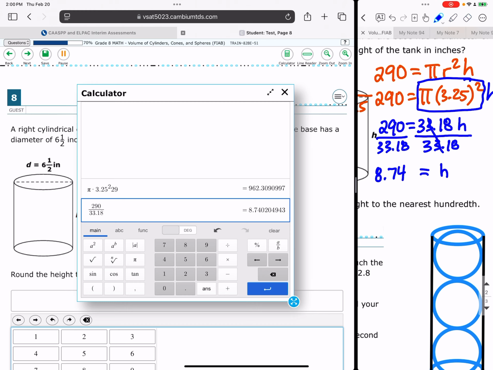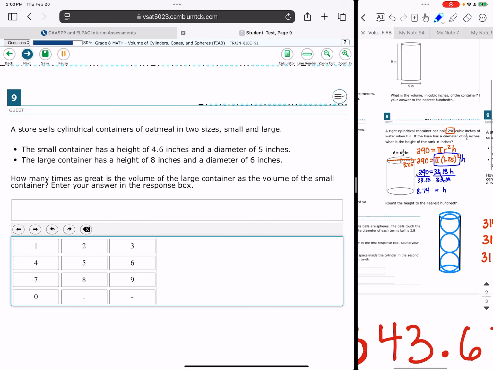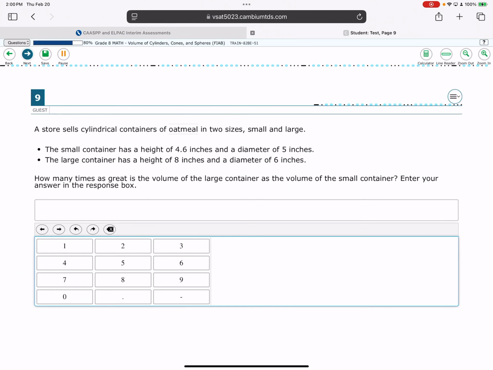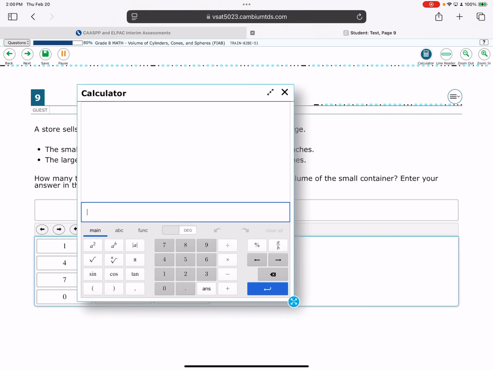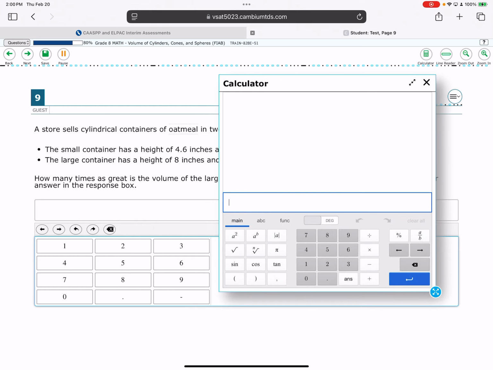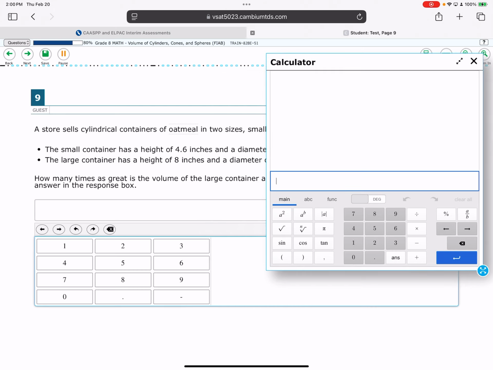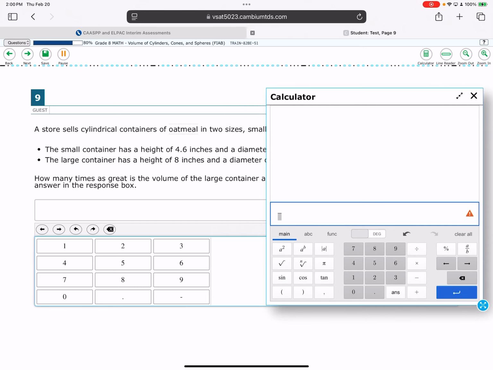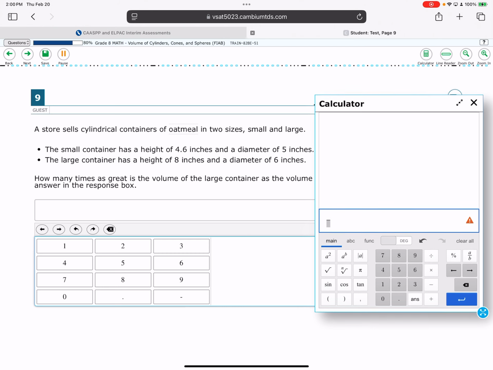All right, number 9. This one says, how many times bigger is the large one than the small one? So how many times does the small container fit into the large container? I'm just gonna do a division problem. I'm gonna divide the large container by the small container. On the top of my equation, I'm gonna put the formula for the large container.